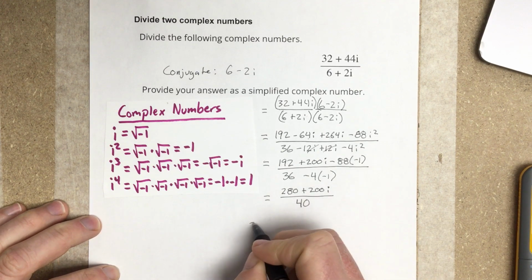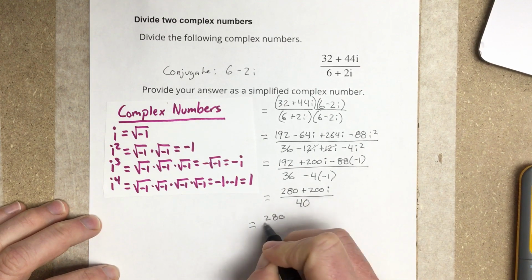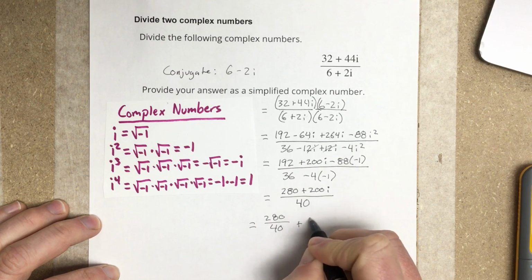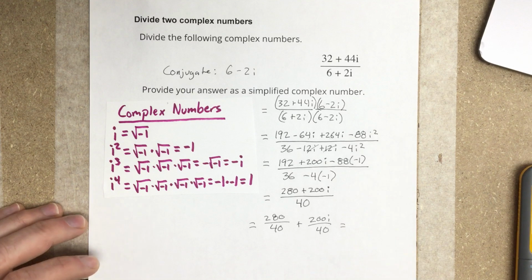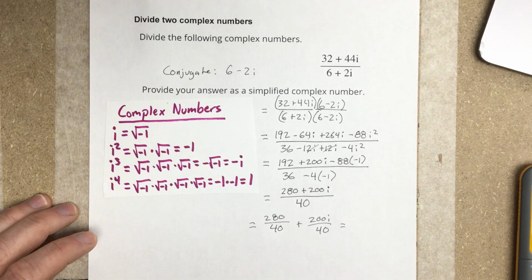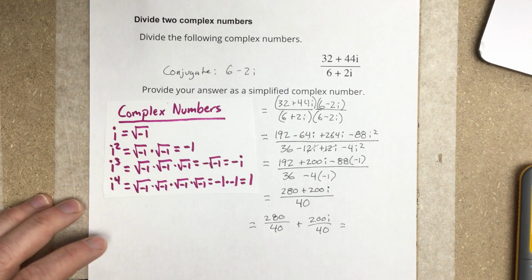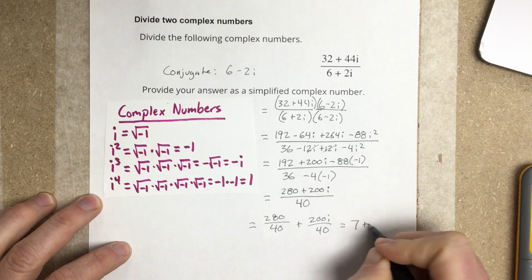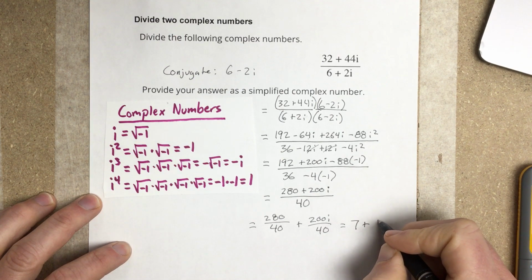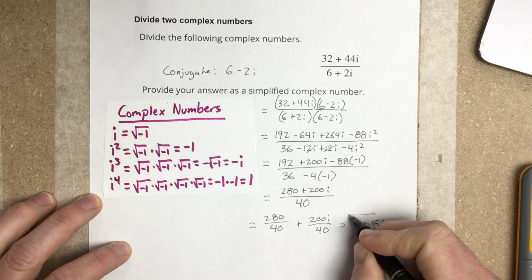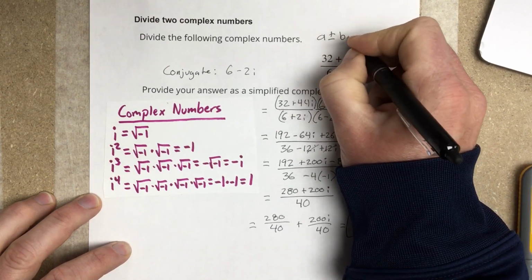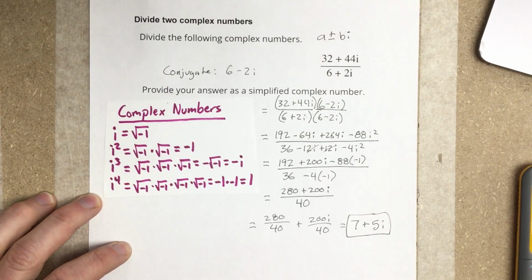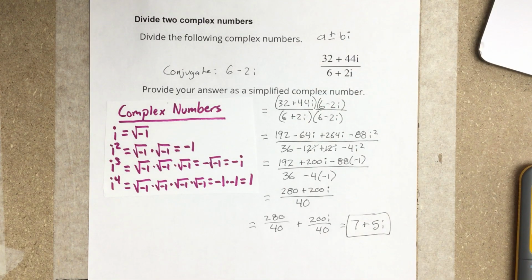Now I'm going to split this denominator, so I have 280 over 40 plus 200i over 40. 280 divided by 40 is 7, plus 200i over 40 would be 5i. So I'm back to my complex number form, which is a plus or minus bi. And that's how you divide two complex numbers. Use the conjugate.